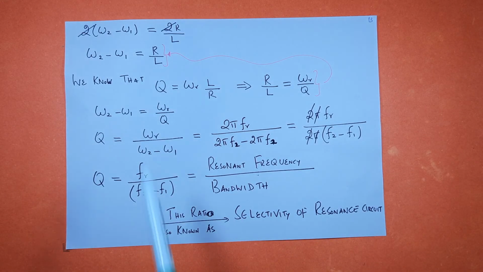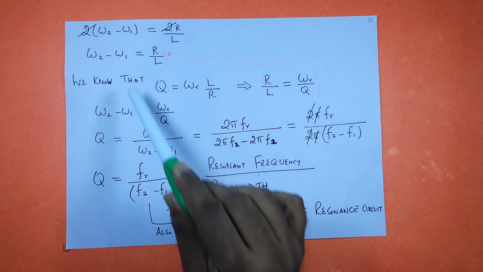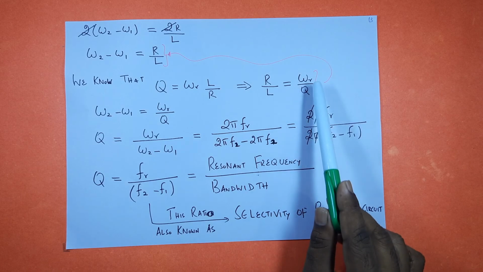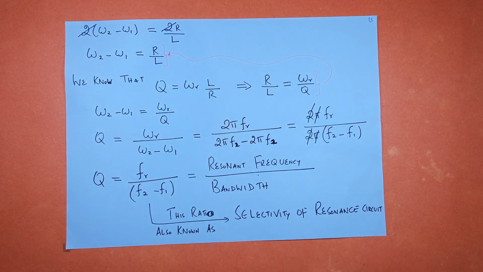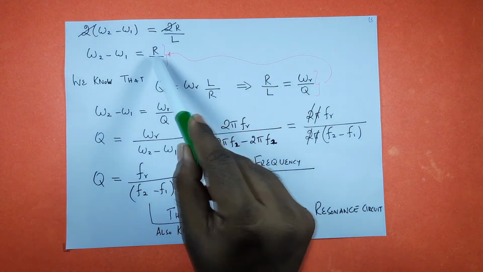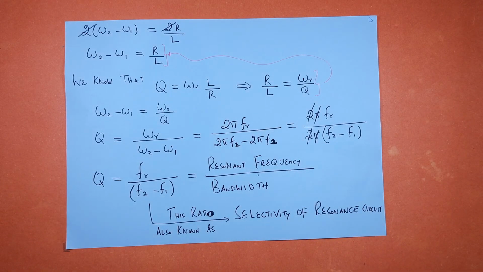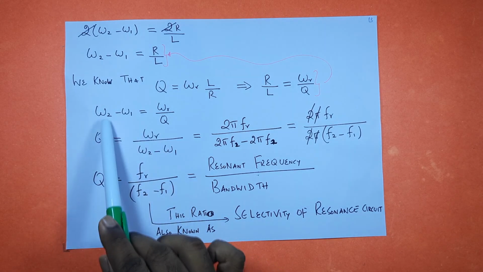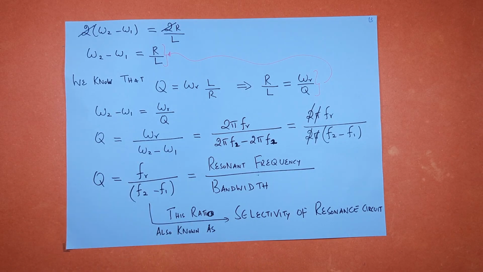So already we have seen Q equal to omega r L by R. So from this, what is R by L? R by L is going to be omega r divided by Q. So instead of this R by L, substitute this. So omega 2 minus omega 1 equal to omega r divided by Q. So you take this Q here, this down.